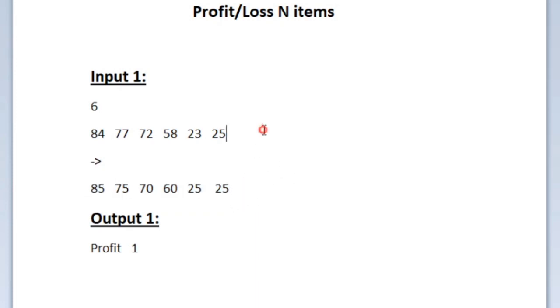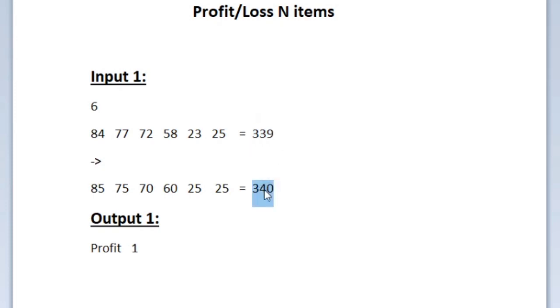Now we have to calculate the total of both the cost price as well as the selling price. So we should add all these values. The total cost price of n items is 339, and the total selling price of the n items is 340. So the person has bought the n items for 339 and sold the n items for 340. So he has made a profit of 1 rupee.